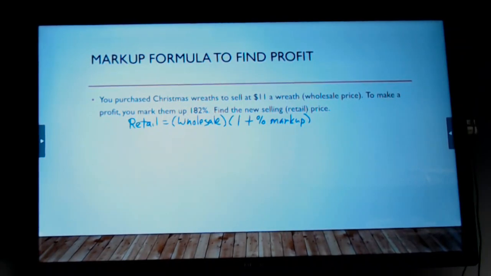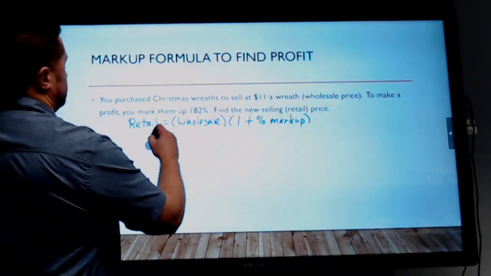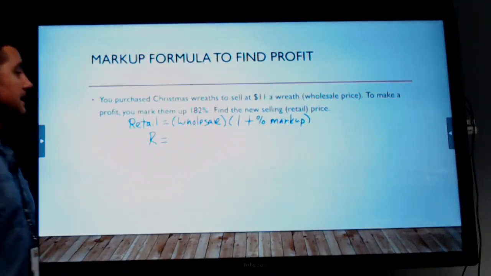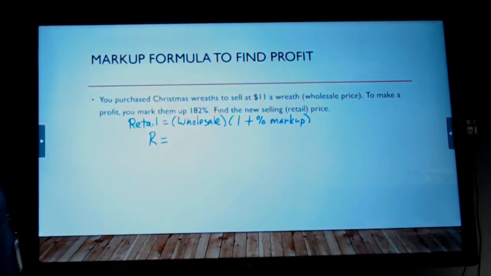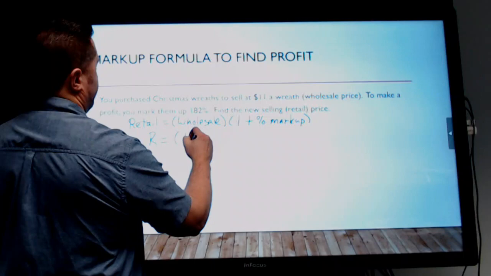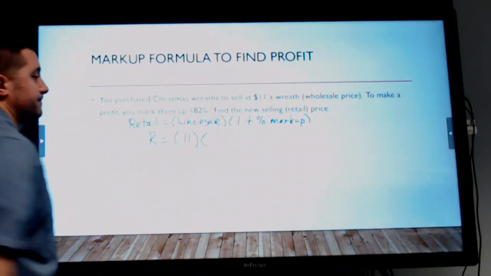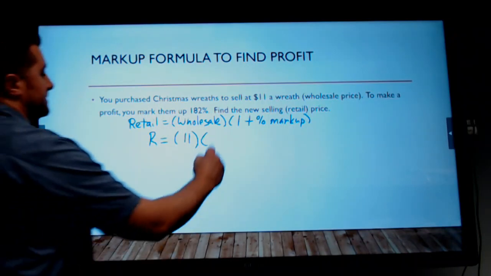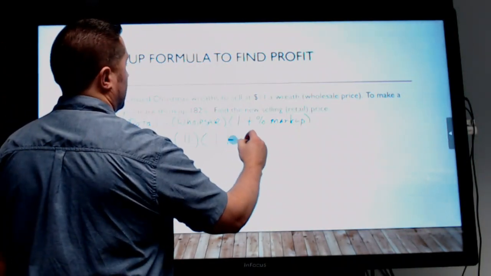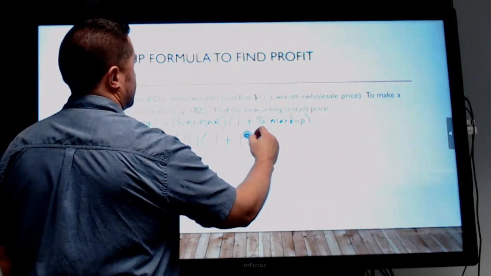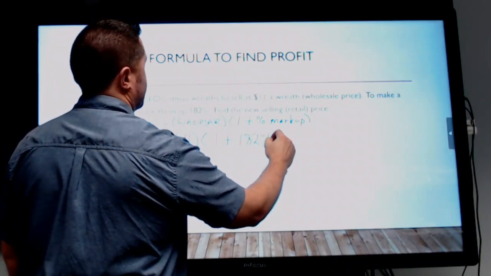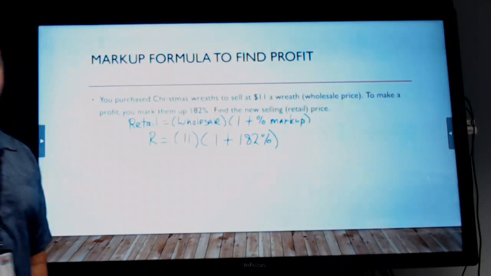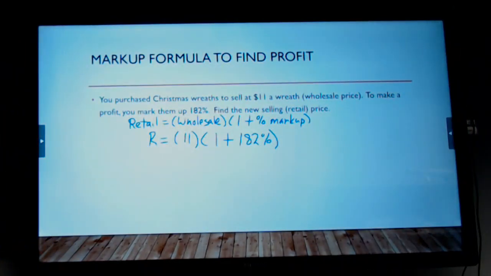Okay, so retail is what we're trying to find. So we're going to give that a value of R, or a variable of R. The wholesale we know to be $11. Right? To make a profit, you mark them up 182%. So that's going to be 1 plus 182%. Okay? So I can mark up.